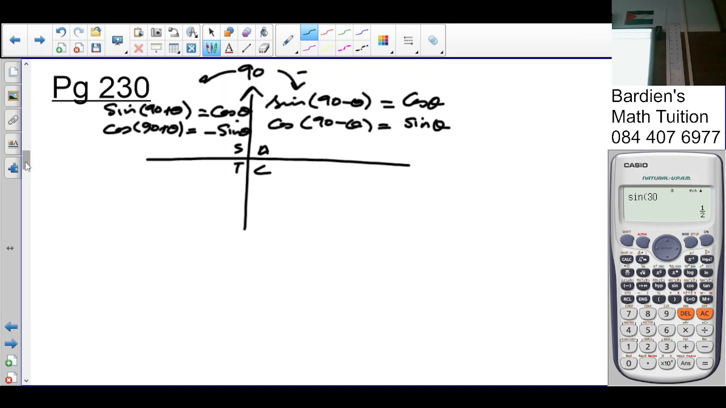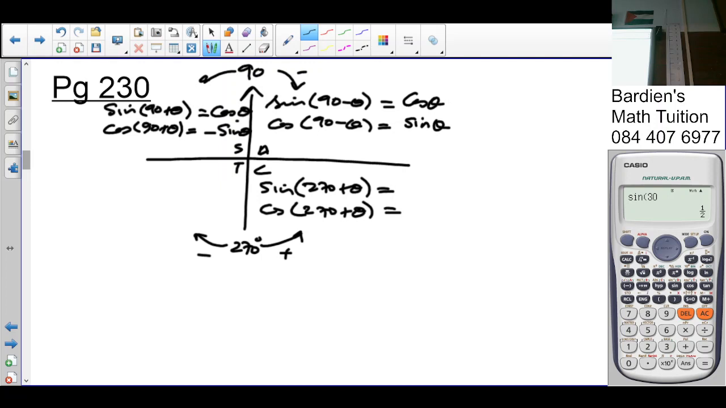Can you see that, people? Now 270 has the same effect. Okay, you can do the trig ratios without 270, but it just makes it so much easier if you have 270. So you say sine of 270 plus theta and cos 270 plus theta. You fill in those answers there.